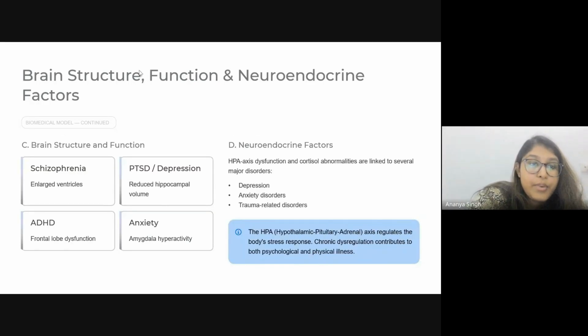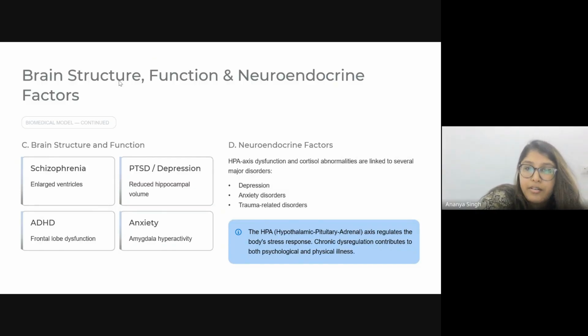Next is brain structures. In schizophrenia, mainly the problem is enlarged ventricles. There are a couple of other brain structures involved in schizophrenia; we'll come to that when we discuss the disorder separately. Then in PTSD or depression, there is reduced hippocampal volume. In anxiety, amygdala hyperactivity, and in ADHD, executive dysfunction or frontal lobe dysfunction. Roughly, these are the components involved in brain structure and function in the biomedical model.